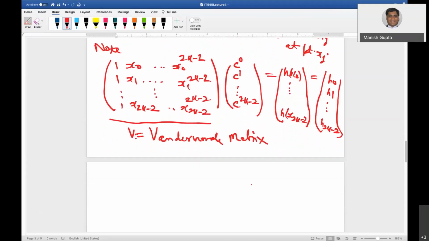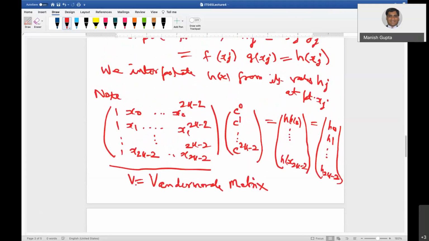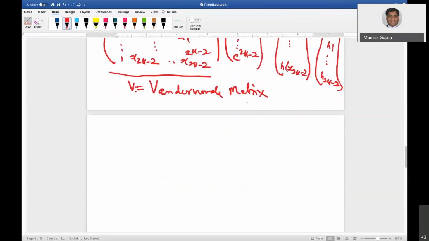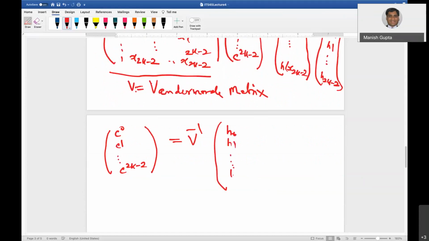So we call this matrix capital V. Now here, these points are known to us, right? These values are known to you. The Ci's are unknown, the coefficients of the product. So what we can do is compute C0, C1, up to C_{2k-2} as V inverse times H0, H1, up to H_{2k-2}. As long as the xi's are distinct, the matrix is invertible, so we can compute the V inverse.